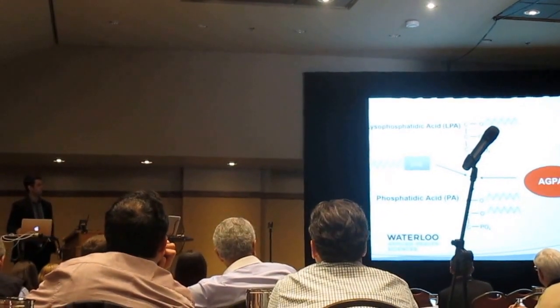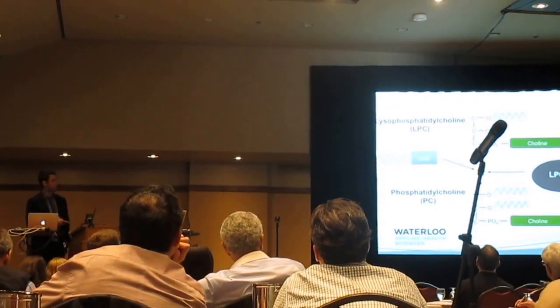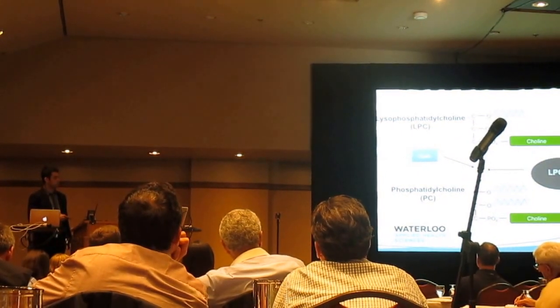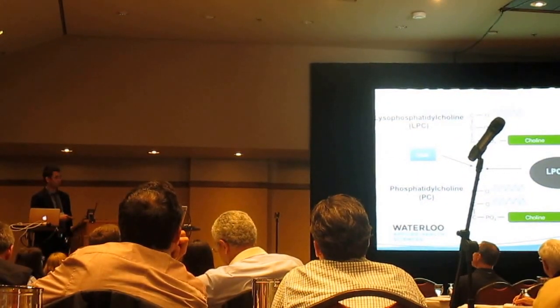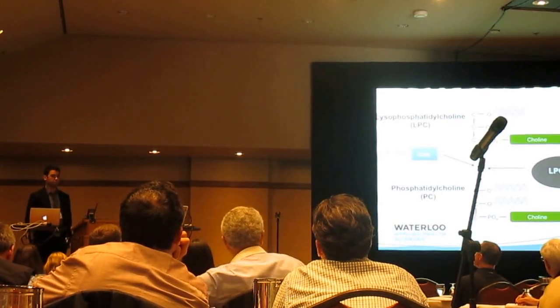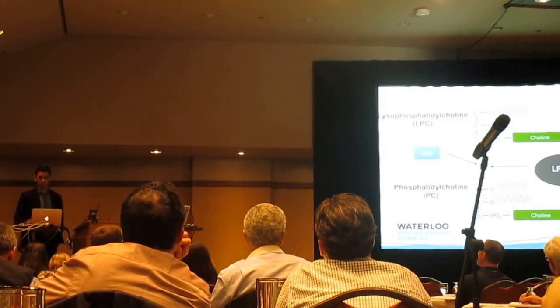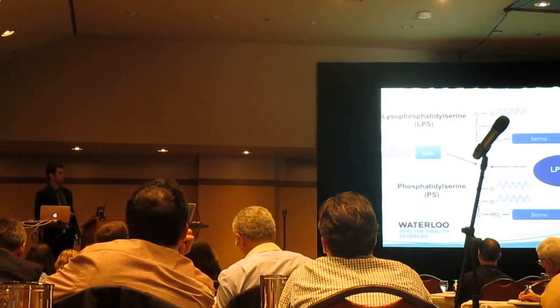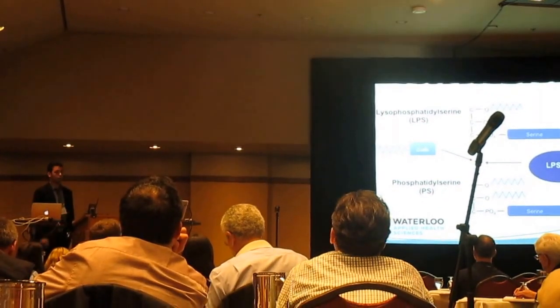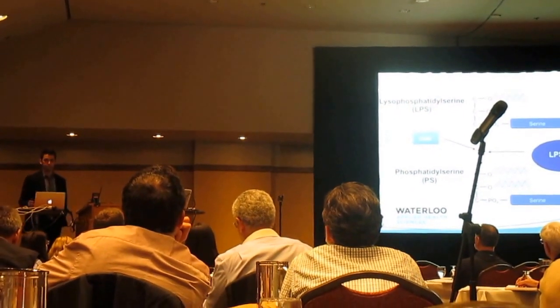If there was a polar head group, for example a choline, making this species lysophosphatidylcholine, with the resulting phospholipid being phosphatidylcholine, then this protein is not an AGPAT, it's an LPCAT, a lysophosphatidylcholine acyltransferase. Similarly, if that polar head group was a serine and phosphatidylserine was being produced, this enzyme would be an LPSAT, a lysophosphatidylserine acyltransferase.